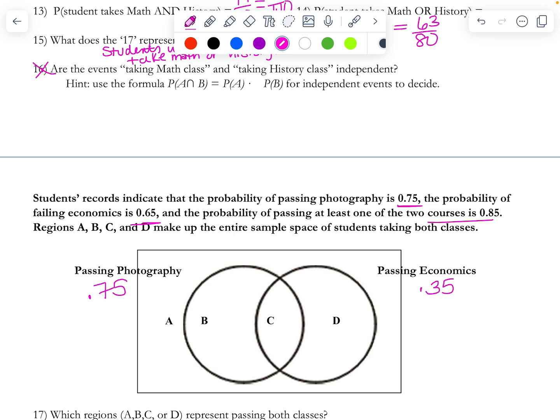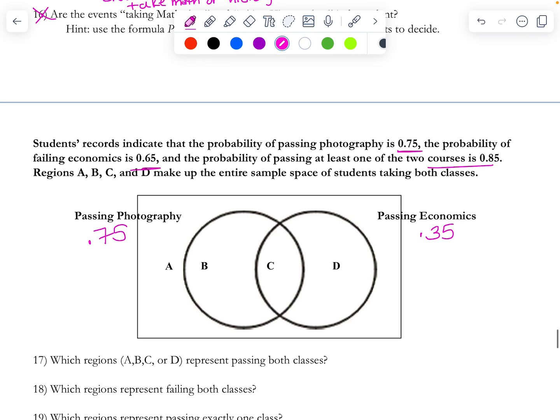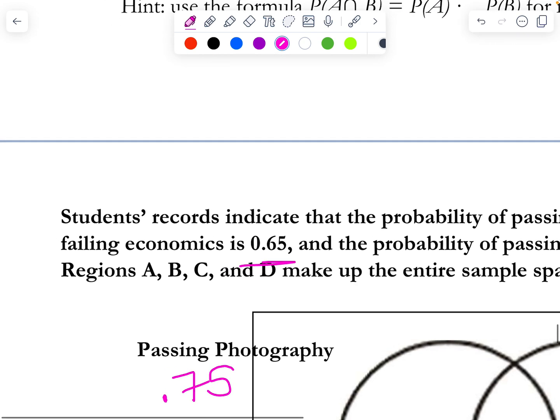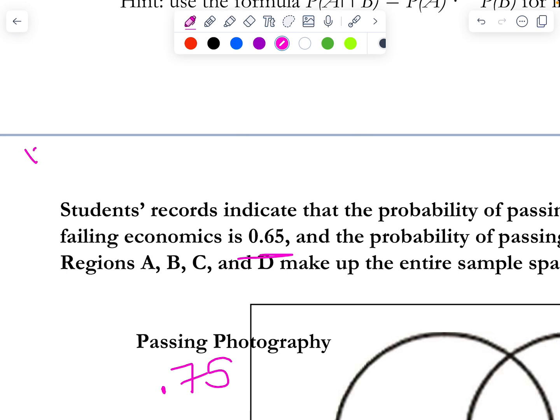Now it says regions A, B, C, and D make up the entire sample space of the students taking both classes. Now, what I'm going to tell you is there's going to be a formula here that you need to know. This is super important, and this is going to be super important for any of your Venn diagram problems.